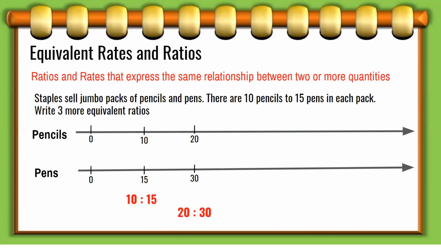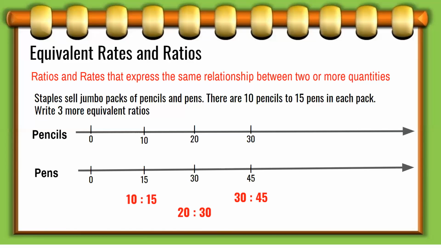If I wanted to buy 3 packs, how many pencils would I have in total? I would get 30. I have 10 pencils in each pack and I got 3 packs. Well, what about the pens? Well, 15 pens come in each pack and I got 3 packs. So I have 45 pens with a ratio of 30 to 45. Now, what if I was being adventurous and I said I wanted to buy 7 packs of these pencils and pens?